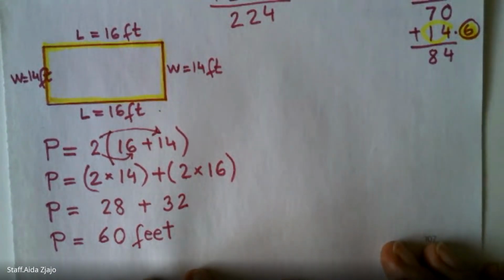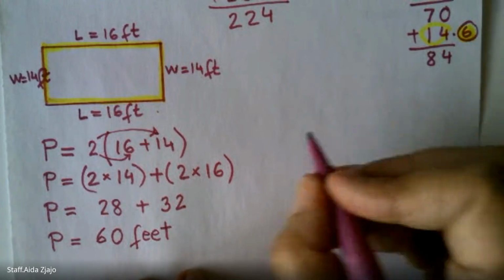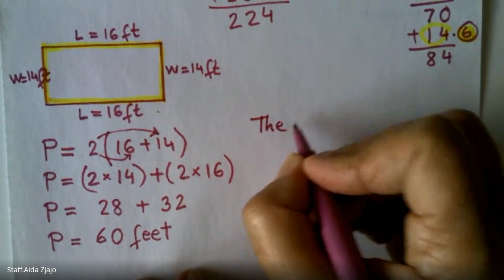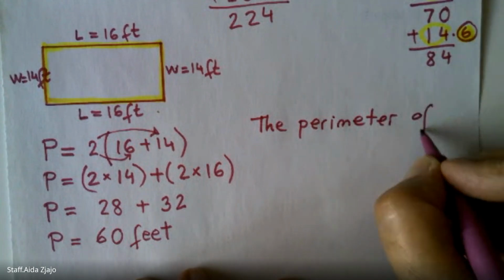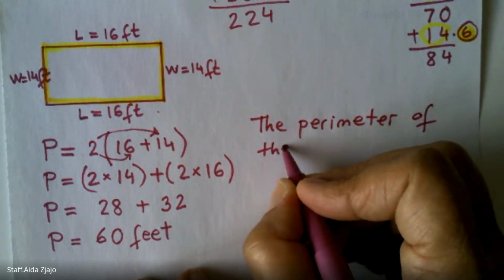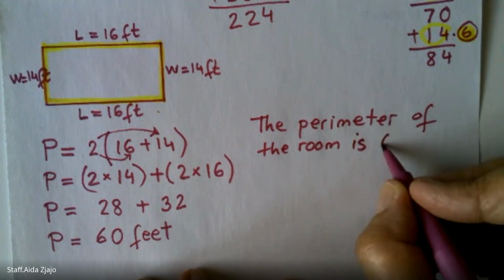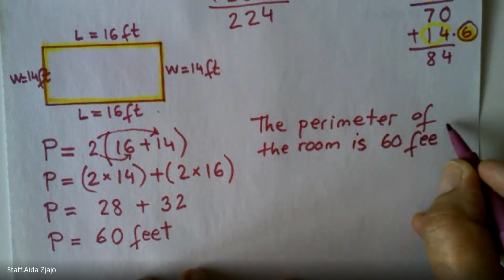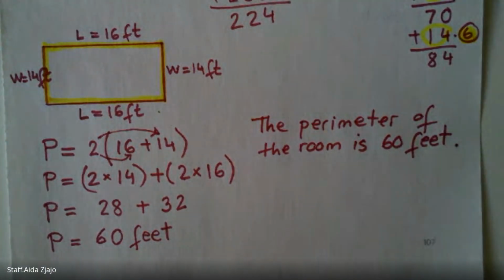Okay, now we need to write the answer. What is the perimeter of the room? The perimeter of the room is 60 feet. 60 feet. And that was lesson 23. And it was a word problem.